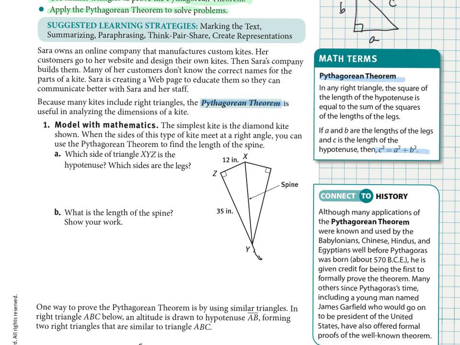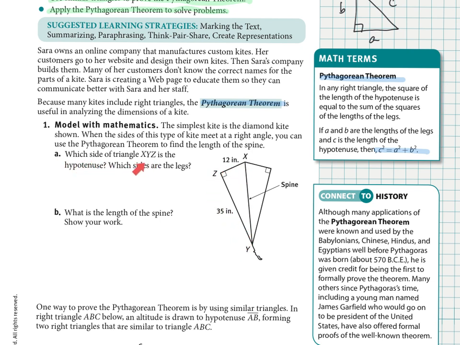So let's go ahead and start looking at number 1. It says the simplest kite is the diamond kite, shown below. When the sides of this type of kite meet at a right angle, you can use the Pythagorean theorem to find the length of the spine. So we can see here, this is our right angle for our two right triangles, and they meet at the spine here. That's going to be our hypotenuse, whereas these two are our legs. So we can use the Pythagorean theorem to find the length of the spine if we know the two legs.